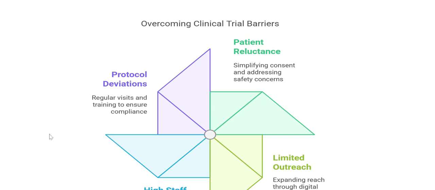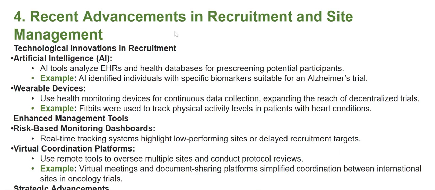And here is a nice summarized diagram on overcoming clinical trial barriers, as here we have patient reluctance, limited outreach, high staff turnover, and protocol deviations. Recent advancements in both recruitment and site management: technological innovations in recruitment. We have AI, artificial intelligence. AI tools analyze electronic health records, EHRs for short, and health databases for pre-screening potential participants. Example: AI identified individuals with specific biomarkers suitable for an Alzheimer's trial.